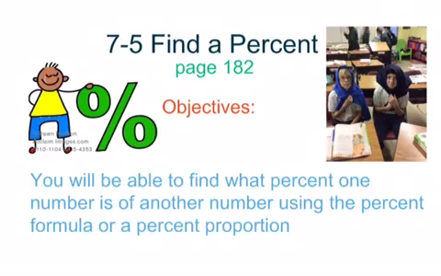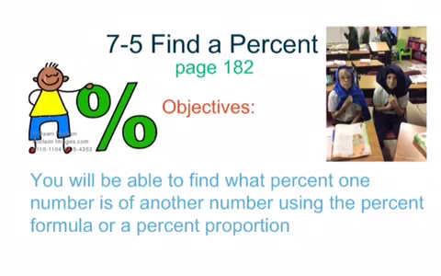Okay, today we're going over 7-5, find the percent in the green book on page 182. The objective here is to be able to find the percent of one number. Find the percent one number is of another number using the percent formula or a percent proportion. Okay, so we've used both of those before.